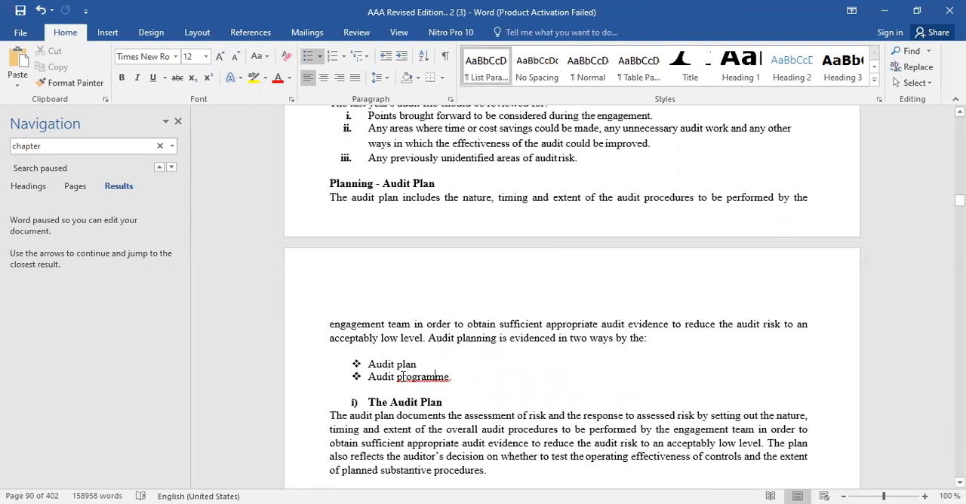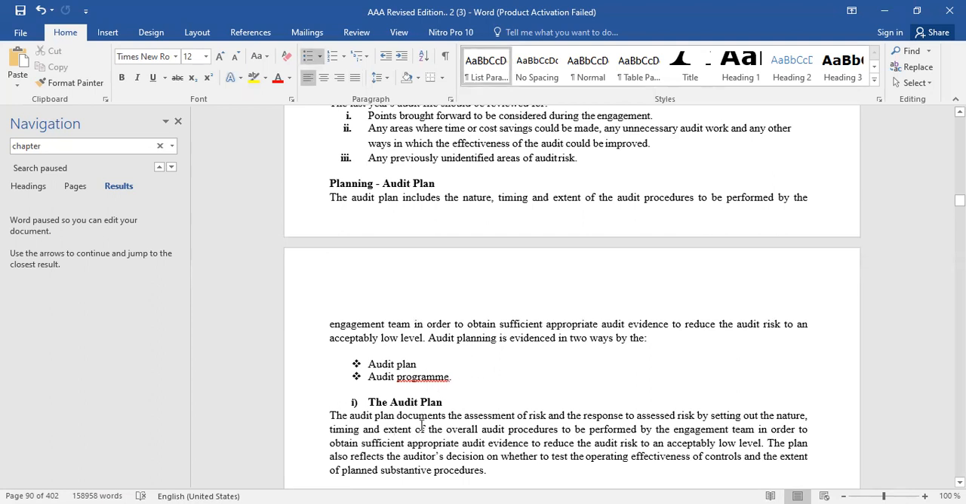For example, if I'm going to do an audit for PPEs, what is the audit program? You will look at this and this, ask for this, ask for this, ask for this. That is the audit program. You verify the logbook. Do a search, if you want to do a search. Physical observation, request for the fixed asset register. That is PPEs. So that is the audit program. The audit plan is quite wider than the audit program.